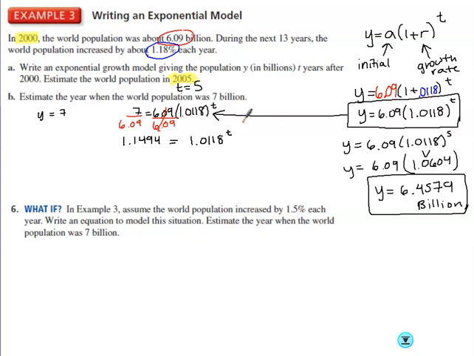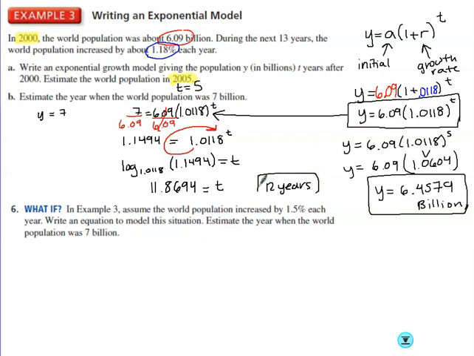And now, since I'm trying to solve for the exponent, I go ahead and I use logs. Log with a base of 1.0118 of 1.1494 is going to equal t. And we put this into our calculator. And this gives us 11.8695 if we round. And I will say that we're talking years, so in about 12 years, the population will be 7 billion.